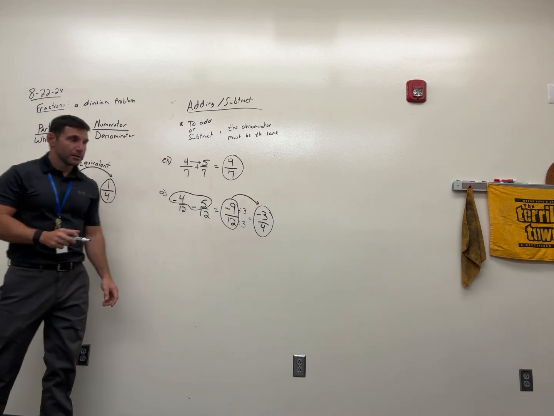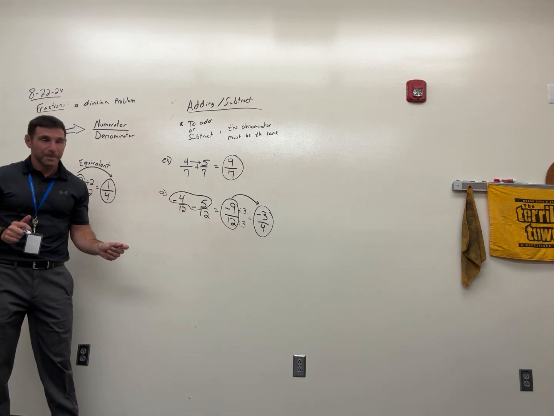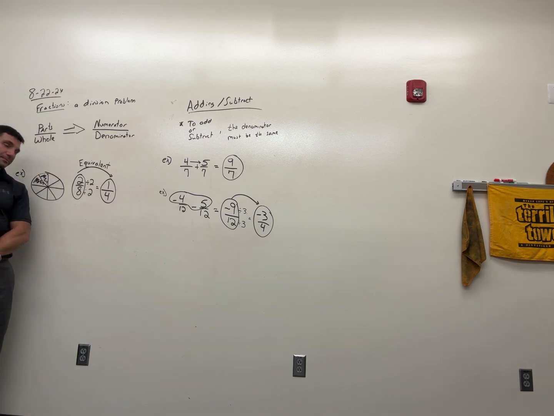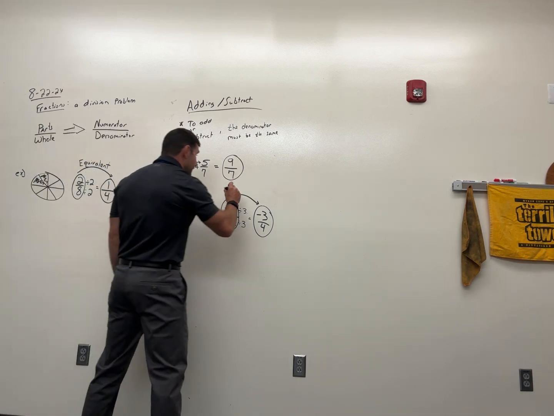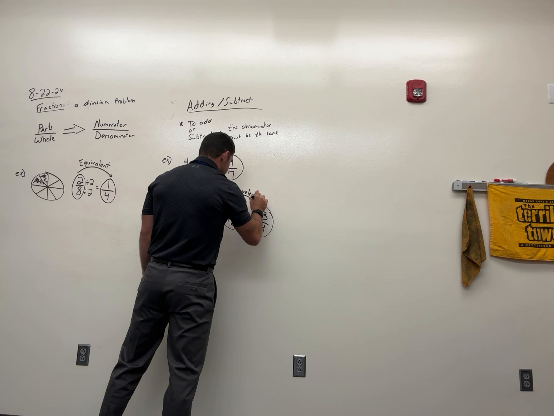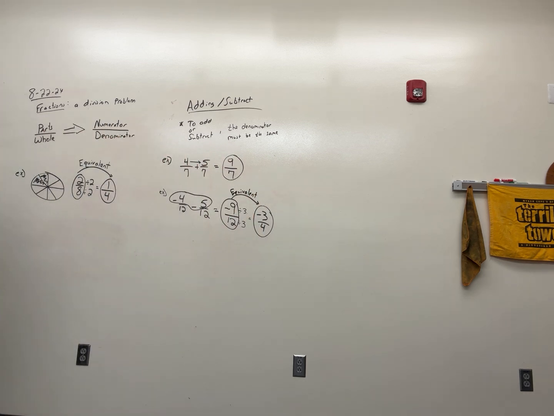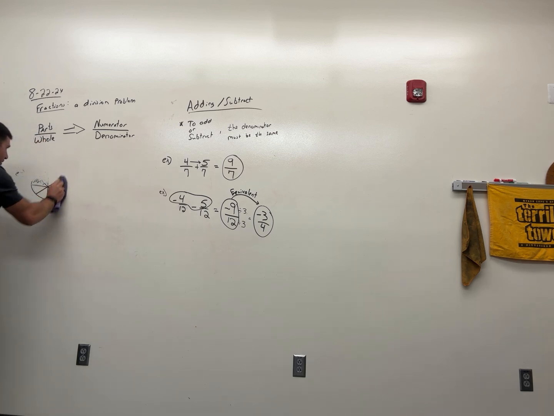But wait a minute, Mr. H. What type of fractions are those? Equivalent. Because when we simplify, they're equivalent. They have the same value, but they look different. Okay? Questions so far? So, when we are adding or subtracting, the denominator must be the same.